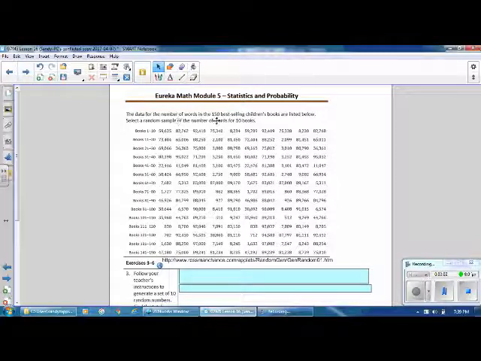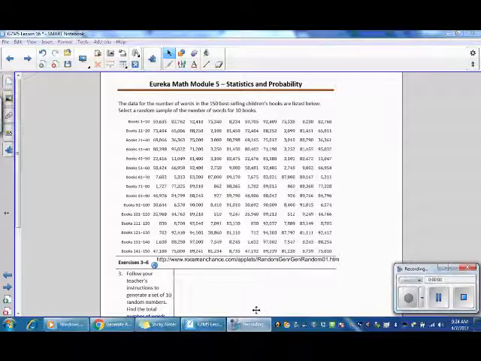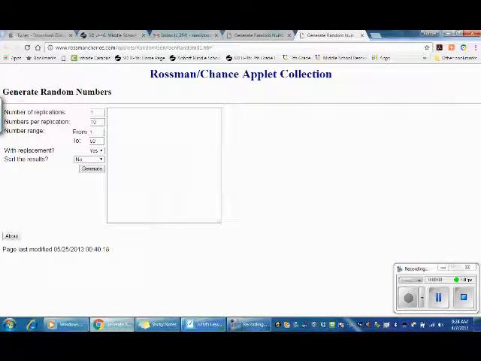The data for the number of words in the 150 best-selling children's books are listed below. Select a random sample of the number of words for 10 books. You could also use a website to generate a set of random numbers. Here's one such website. This is called Rossmann Chance Applet Collection. To generate a set of random numbers, the number of replications. If you only want one set of numbers, you leave this at 1. Let's say we want 10 numbers, and we have 150 books. So we will say from 1 to 150.